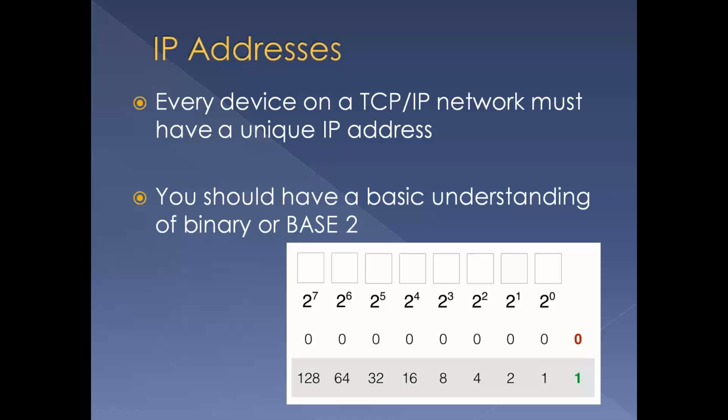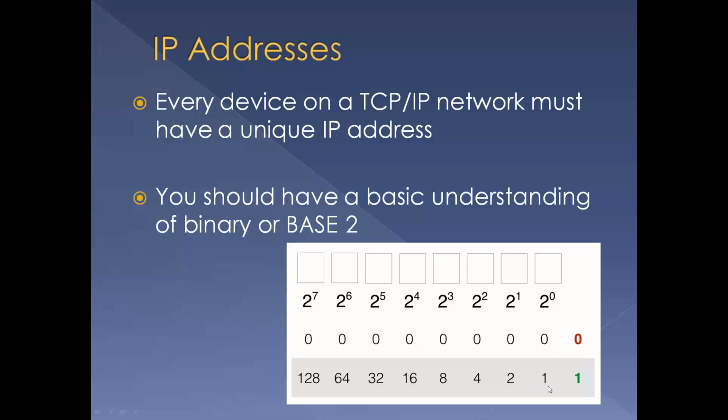So we've done a bit with IP addresses. Let's break this down to understand how IP addresses work. Every device on a TCP/IP network must have a unique IP address. You should have a basic understanding of binary, or base 2. So let's do a quick run through of base 2. Here we have 8 bits. Notice we start counting at 0. So it's 2 to the 0.